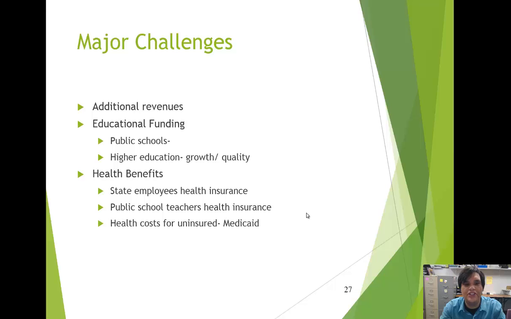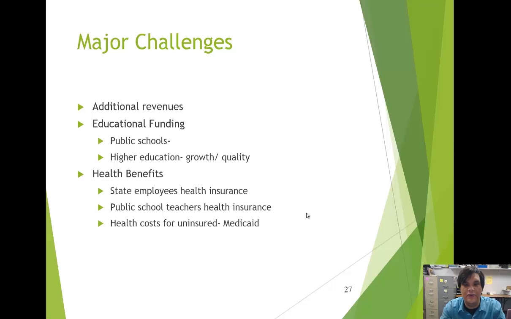And then another major challenge comes with health benefits. The state employees' health insurance, we need to ensure that the state employees have health insurance, but how do we do that without raising taxes? Public school teachers need health insurance, obviously, to be there in the classroom and to ensure that they're healthy. How do we do that with low taxes, and then also health costs for the uninsured? We do have Medicaid in place, but that's often underfunded. And how do we ensure that the uninsured have health insurance, so that way the costs are not passed on to the average consumer?